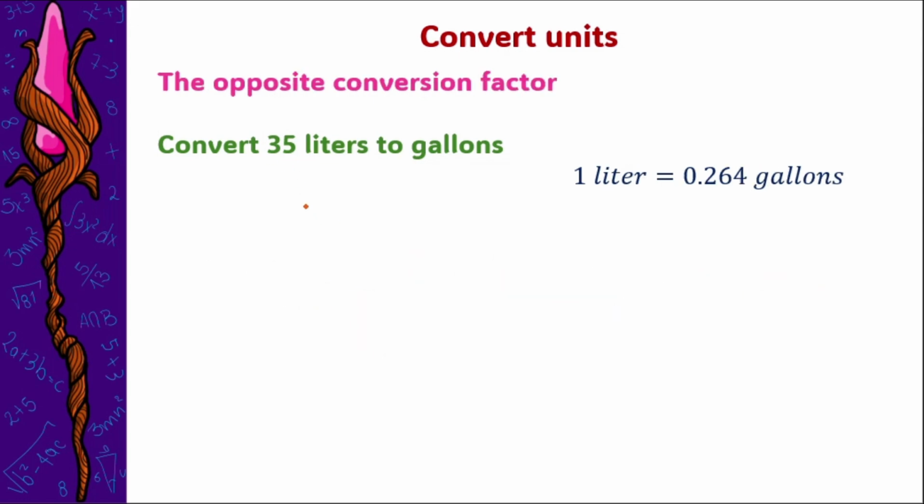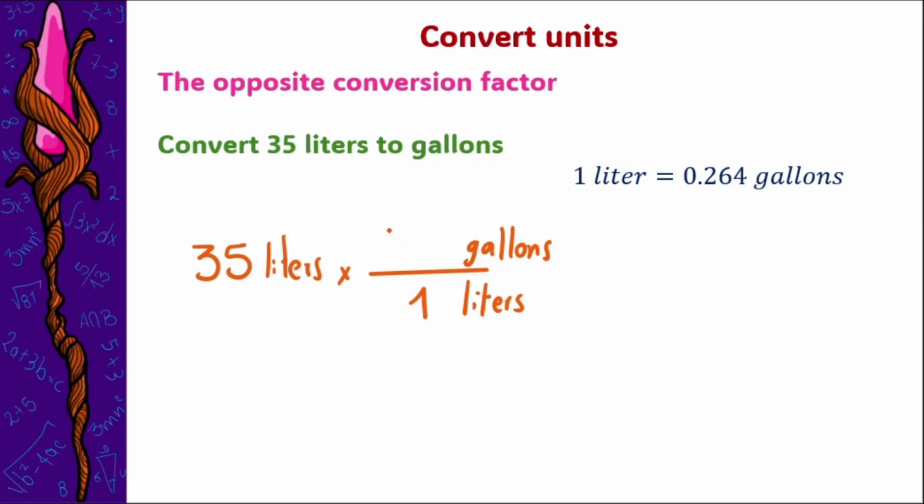But let's see what happens if you want to convert the same 35 liters, but you don't have how many liters is a gallon. You have the opposite: how many gallons is a liter? You could also do it. So you would write 35 liters times the conversion factor. Liters is still at the bottom and gallons at the top. So 1 liter in this case is equal to 0.264. And then you would do this multiplication here: 35 times 0.264 is equal to 9.24 gallons.